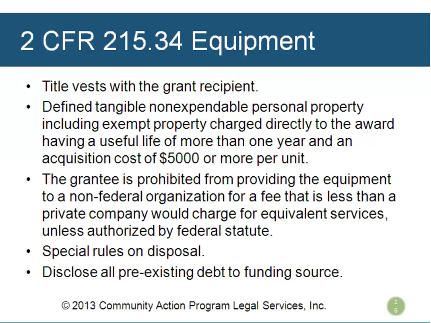This last one, disclose all pre-existing debt to funding source, really comes from a DAB decision. This was one of these community economic development grants that OCS, the Office of Community Services, does. Basically this grantee had owned a bunch of equipment, but it was used as collateral for some type of financing. I think what happened was that there was a clause in their loan agreement that said any equipment they buy in the future would also be subject to this lien. And so when they bought the equipment in the future with federal funds, it then subjected it to the lien, and the OCS had not known that there was even this prior debt.